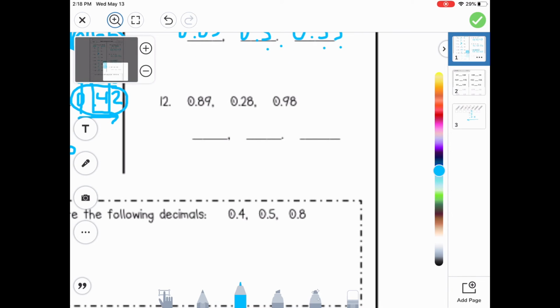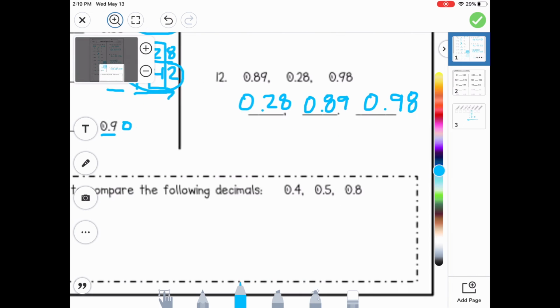Number 12. I'm going to have 0.28 or 28 hundredths as my smallest, and then 0.98 or 98 hundredths. Oops, I made a mistake. I'm going to have 0.28 or 28 hundredths as my smallest, and then 0.89 or 89 hundredths, and then the largest is 0.98, which is 98 hundredths.